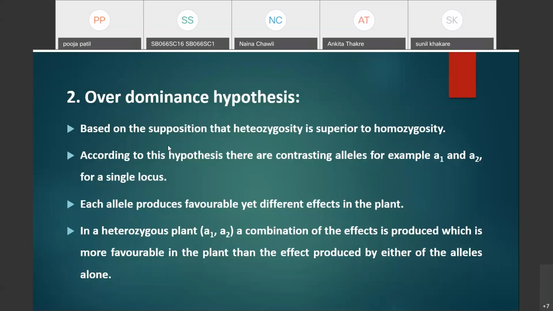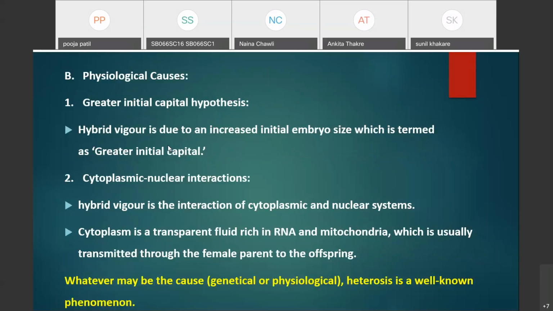These are the genetic causes as per the hypotheses proposed by different plant breeders. Then we are moving towards the physiological causes which are responsible for hybrid vigor or heterosis. Here the first one is the greater initial capital hypothesis.